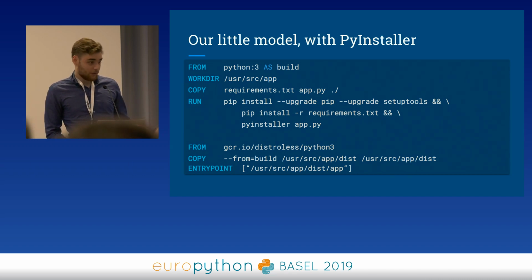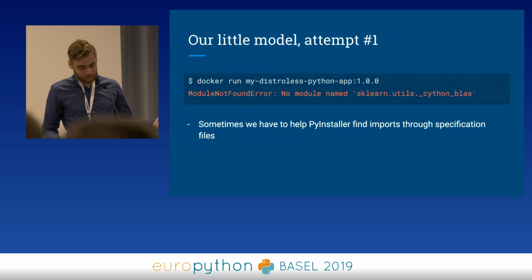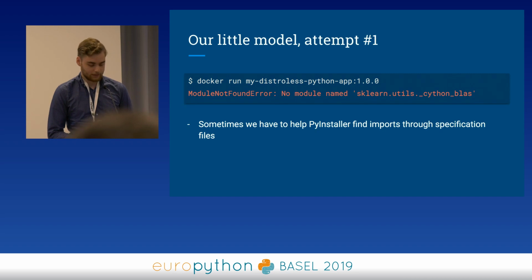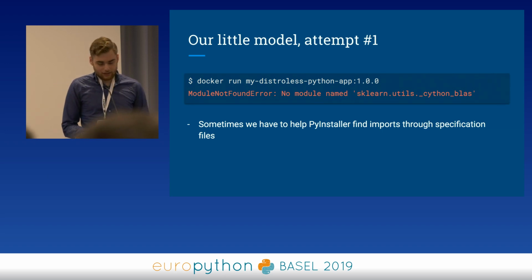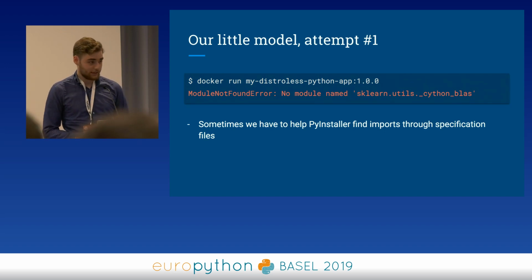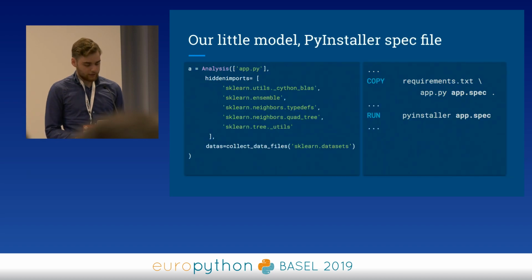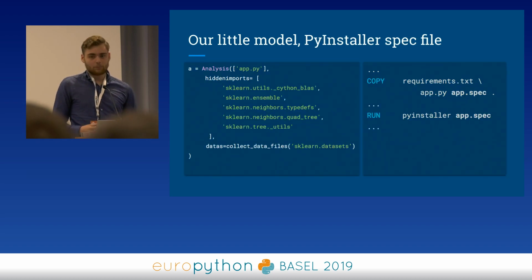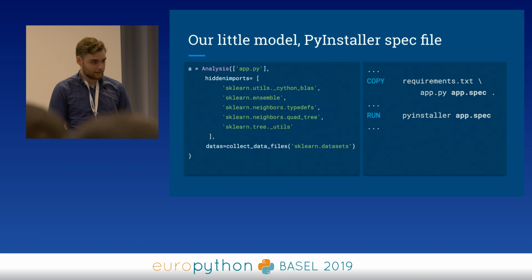Now, if you run this, we sadly run into an issue that PyInstaller doesn't always spot all dependencies. So here you see that Cython Blas is not found. Now, this is a bit difficult because we can't keep going on and specifying all the missing dependencies. However, in this case, I did do that. So we can help PyInstaller a bit by giving it a specification file. Here you can see that we help PyInstaller find some missing dependencies.